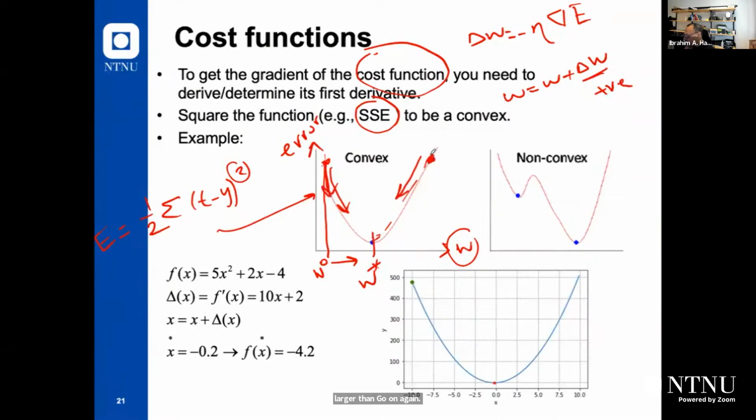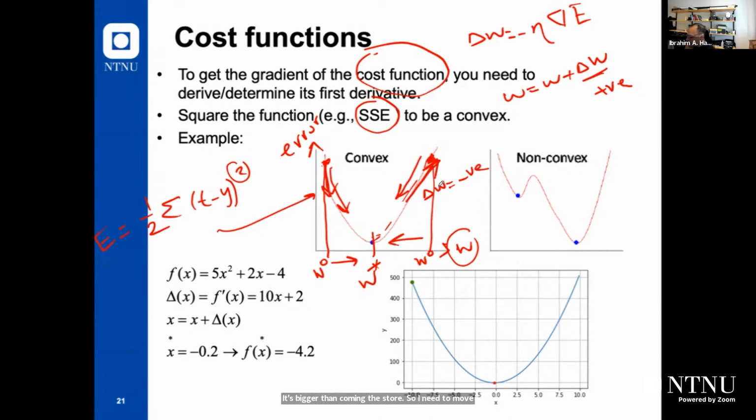But if you are here, what will happen? Here the slope is positive, as you can see. So in this case, delta omega will be negative, because it is minus eta multiplied by the gradient, which is positive, so it will be negative. So in this case, I will force my omega to decrease, because here, in fact, omega zero is bigger than omega star. So I need to move in that direction. I need to move in the direction which will decrease omega.